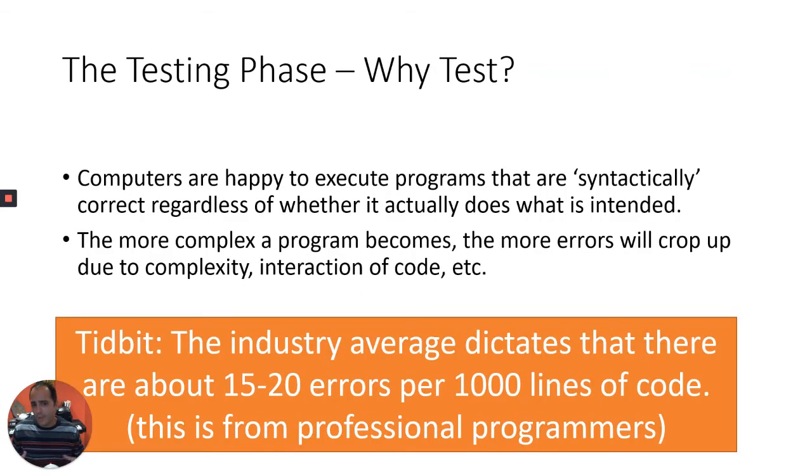So there's an entire phase devoted to testing, and there's a number of reasons as to why we do that. And the first reason, quite honestly, is that we're not that good. Programmers make mistakes. In fact, when you look at statistics, it's about 15 to 20 errors per 1,000 lines of code, which is fairly significant.